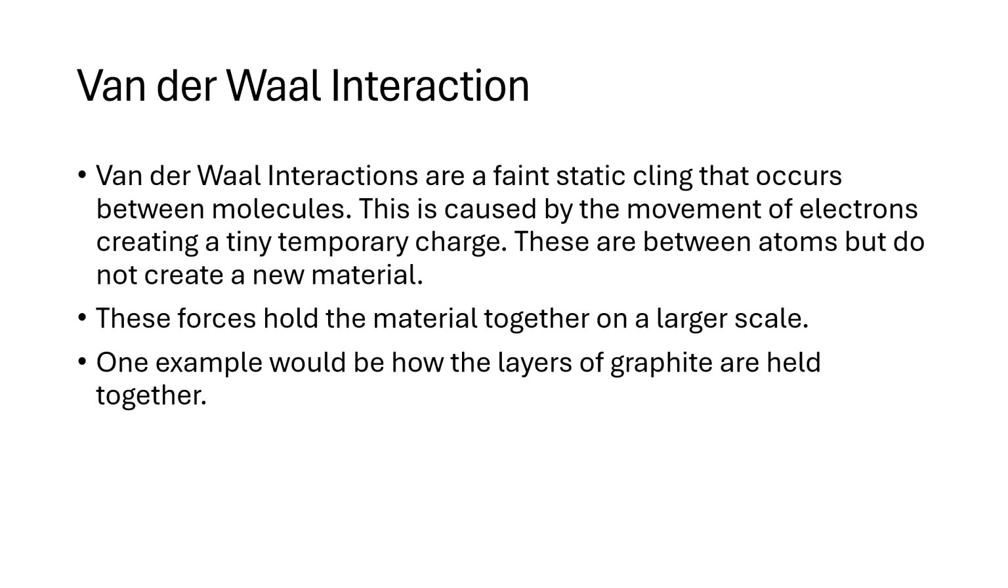Van der Waals interactions. Van der Waals interactions are a faint static cling that occurs between molecules. These are caused by the movement of electrons creating tiny temporary charges. These are between atoms but do not create a new material. These forces hold the material together on a larger scale. One example would be how the layers of graphite are held together.